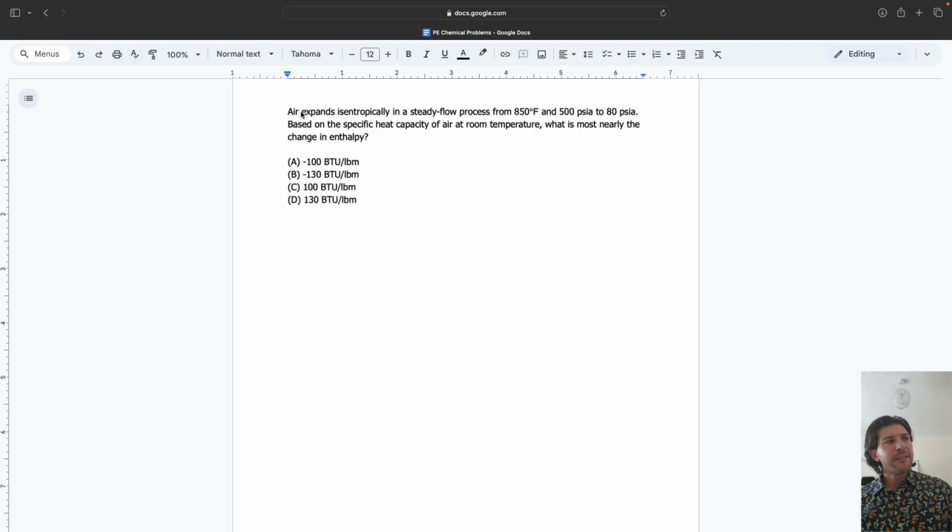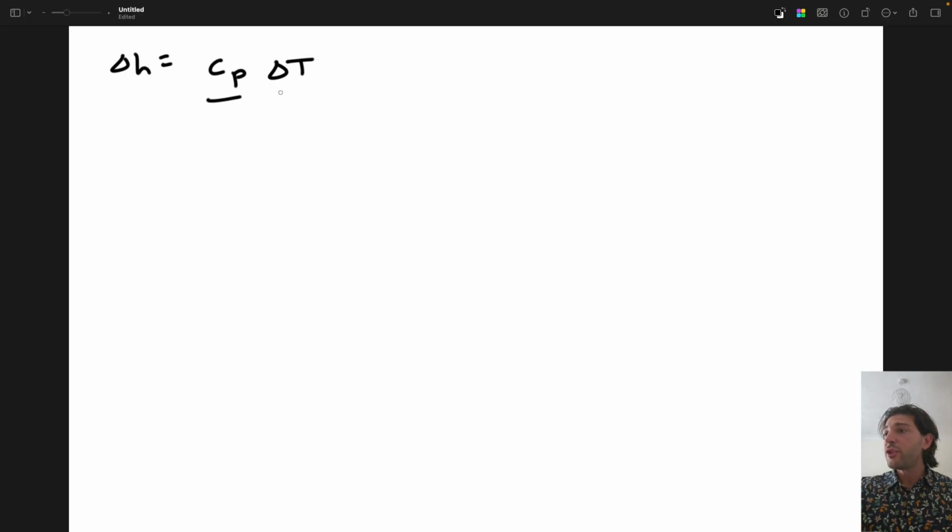The first item that jumps out at me is that we have air expanding isentropically. This lets me know that we are in a heat cycle and can use the definition of the change in enthalpy, which is the heat capacity at constant pressure times the change in temperature. Thus, we have two terms that we need to evaluate.